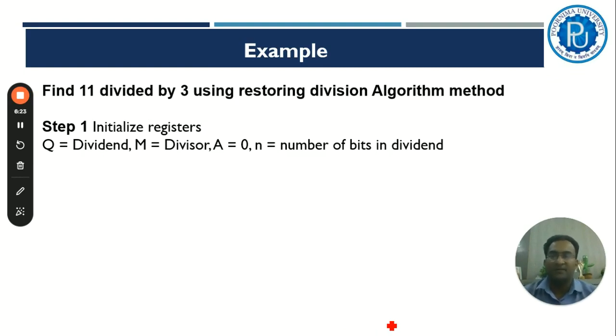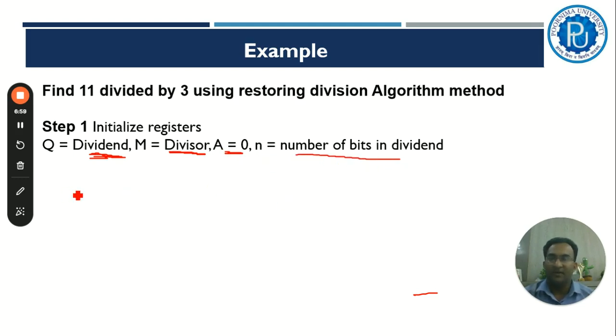So we are going to divide 11 by 3 by using the restoring division algorithm method there. Step number 1 is that we have to store the initial values of the registers. So we are taking a Q register which is going to hold the value of the dividend. M is going to hold the value of the divisor. The initial value of the accumulator register will be 0, and N is the number of bits in the dividend there.